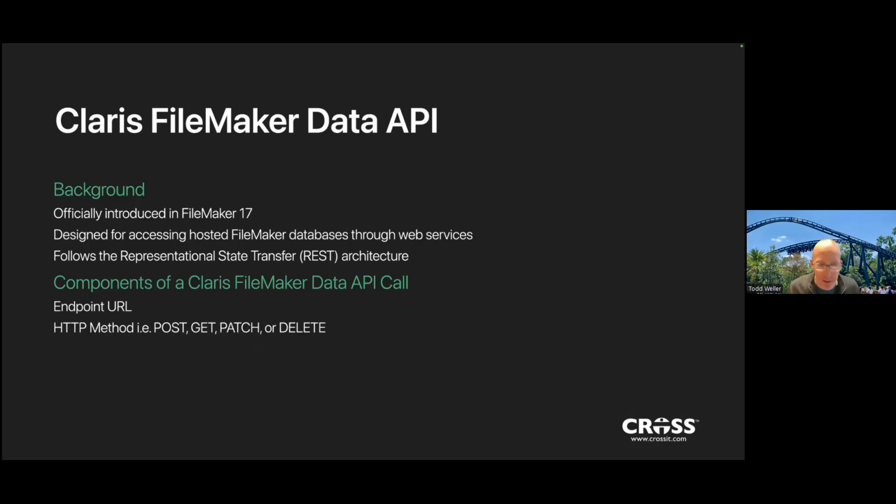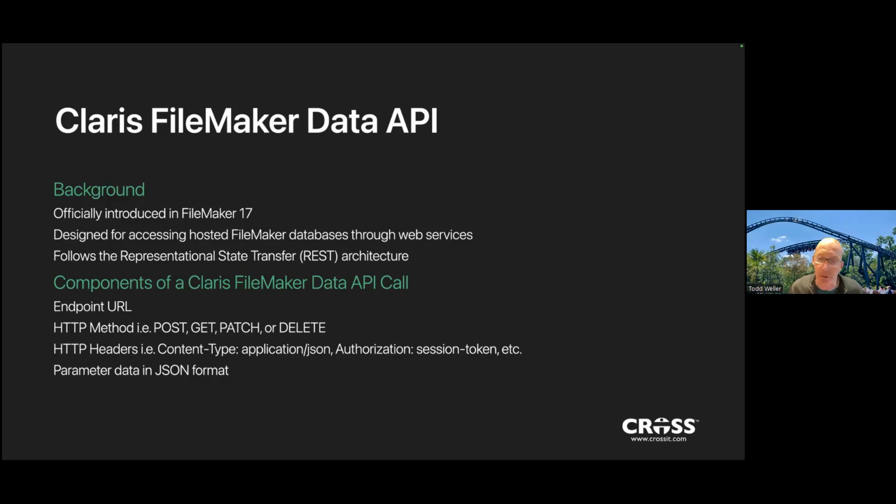The HTTP method that you're using. There's a number of different methods. The ones that are used with the FileMaker Data API are either post, get, patch, or delete. And then, of course, you have your HTTP headers that are part of that API call. There's a couple of common ones that are used specific with the FileMaker Data API call, which are your content type and your authorization. And then there's some additional and sometimes optional parameter data that is in JSON format.